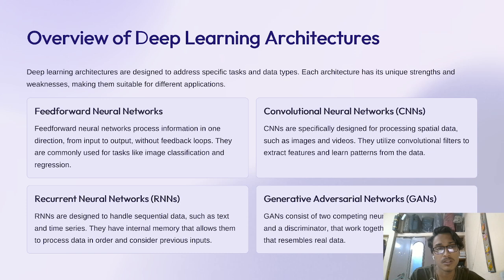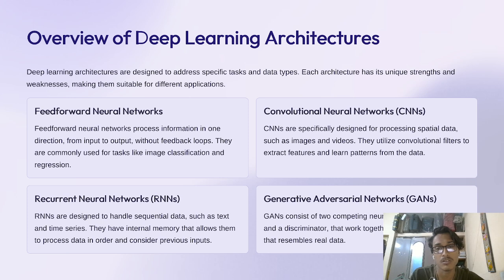Overview of deep learning architectures. Deep learning architectures are designed to address specific tasks and data types. Each architecture has its unique strengths and weaknesses, making them suitable for different applications. Feed-forward neural networks process information in one direction from input to output without feedback loops. They are commonly used for tasks like image classification and regression.